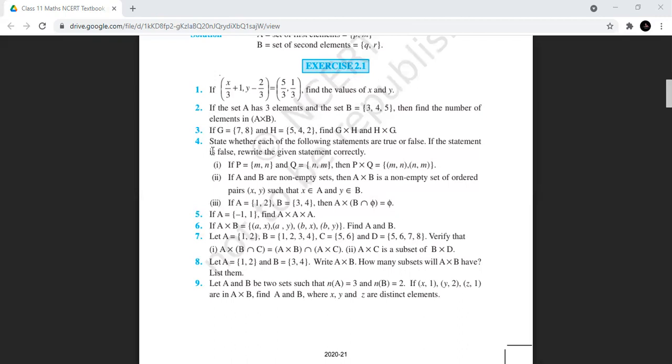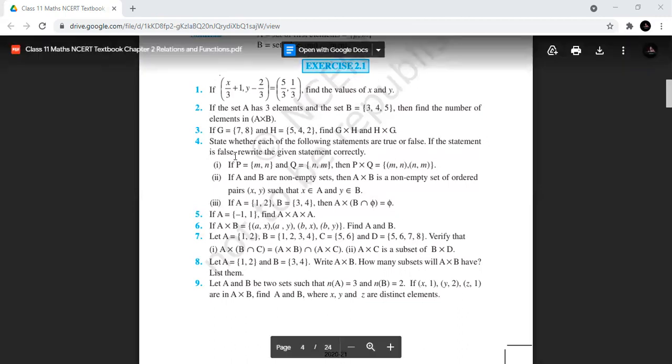Work them out, okay? Now, the fourth question: state whether each of the following statements is true or false. If the statement is false, then you have to rewrite the given statement correctly, okay?